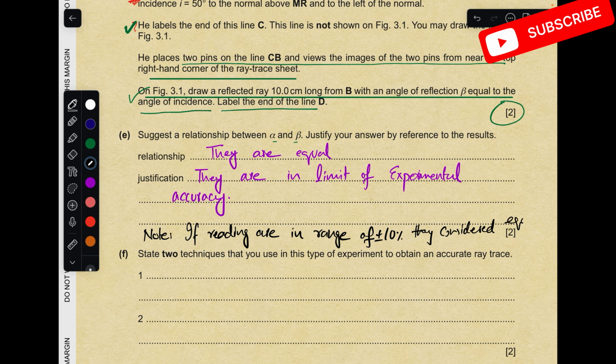Okay, so if you take a value of 40, 10% of 40 is 4. So what is the range of 40? 40 plus 4 is 44, and 40 minus 4 is 36. So any value between 36 and 44 can be considered equal to this. Okay, so that is how you have to answer this question in ATP.